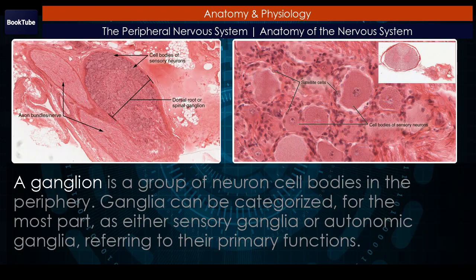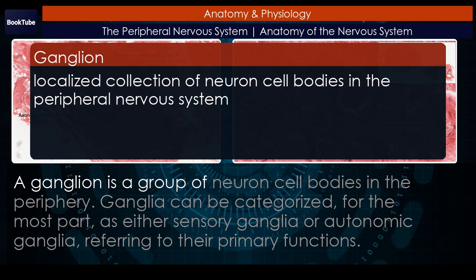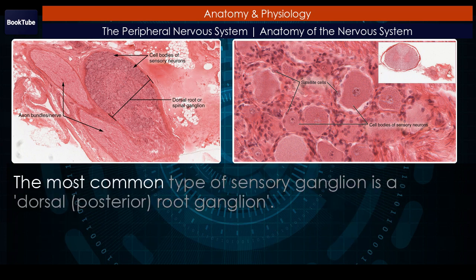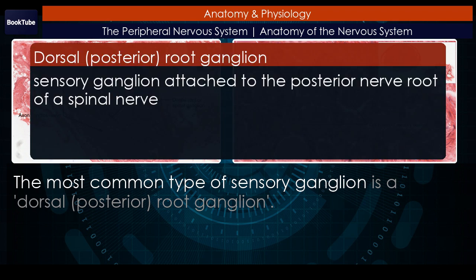Ganglia. A ganglion is a group of neuron cell bodies in the periphery. Ganglia can be categorized, for the most part, as either sensory ganglia or autonomic ganglia, referring to their primary functions. The most common type of sensory ganglion is a dorsal, posterior, root ganglion.